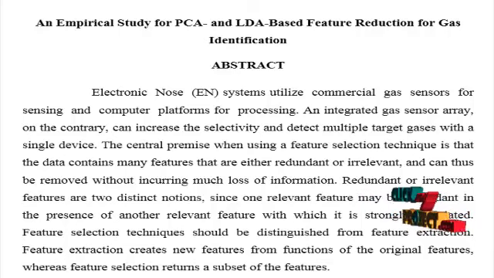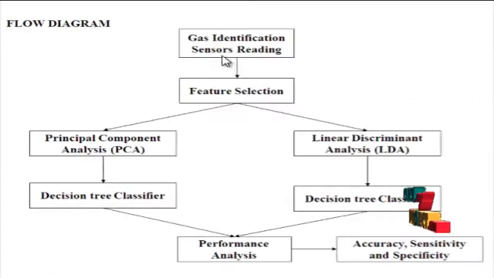LDA is closely related to the analysis of variance and regression analysis, which also attempt to express one dependent variable as a linear combination of other features of measurements. Finally, a decision-tree classifier is used for analyzing these feature selection methods. Let me discuss the flow diagram for our process.